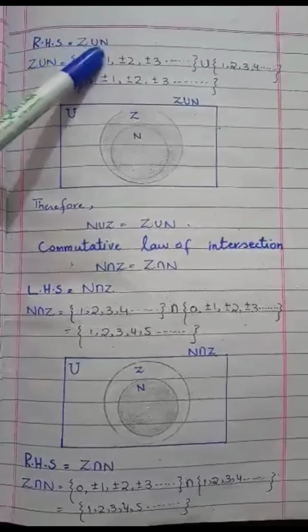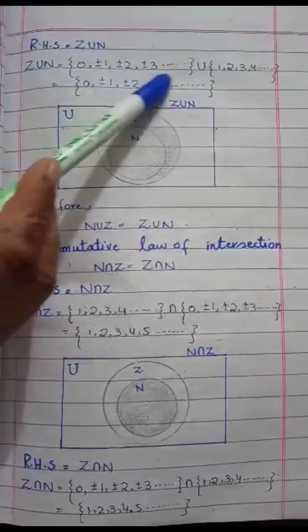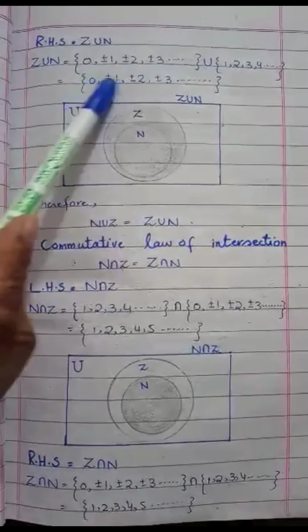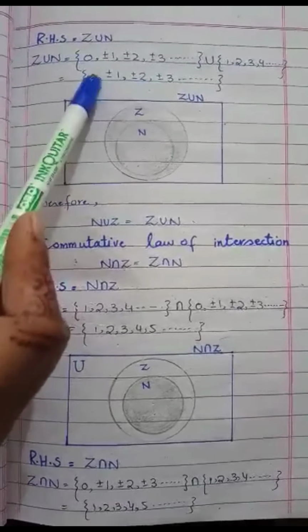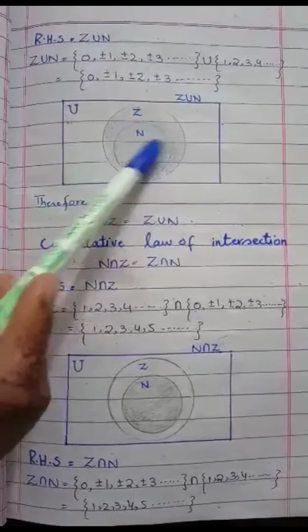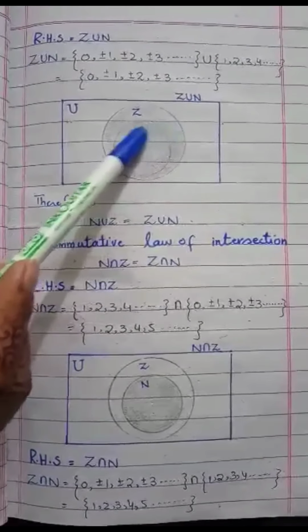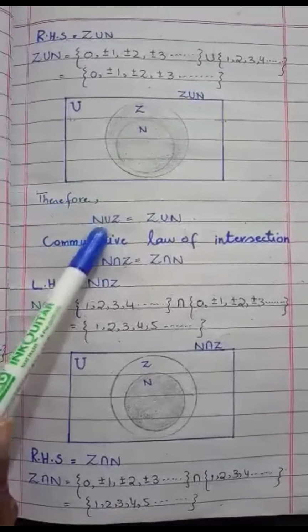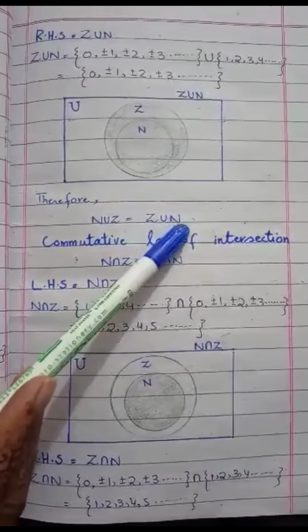Right hand side Z union N. Z is a set of integers, union N is a set of natural numbers, and the union of N and Z is 0, 1, 2, 3 and so on. Through the Venn diagram, shaded both parts because it shows the union of Z and N. Therefore, N union Z equals Z union N.